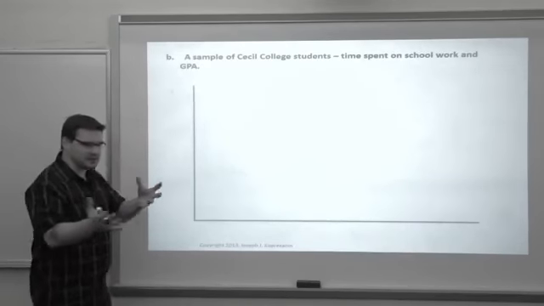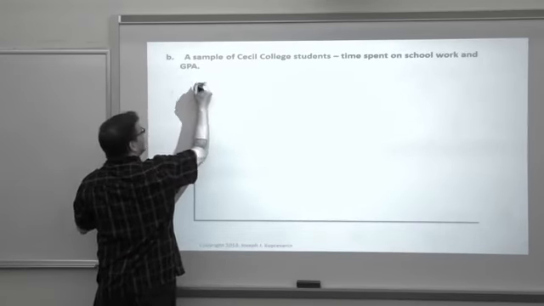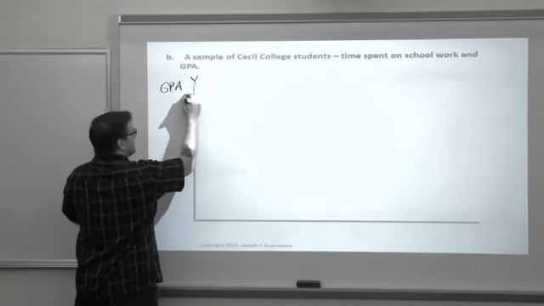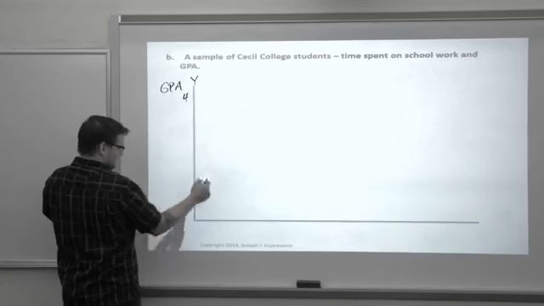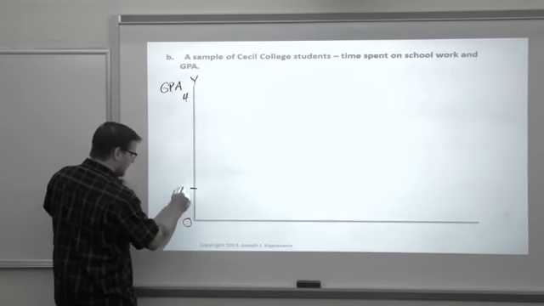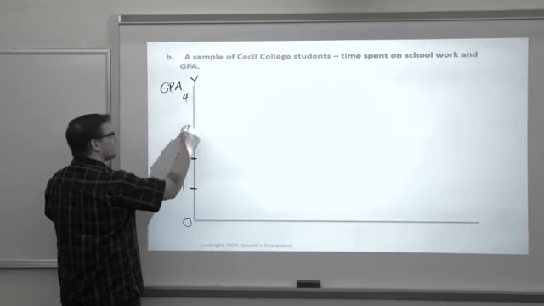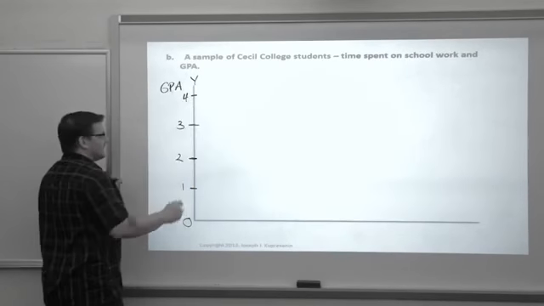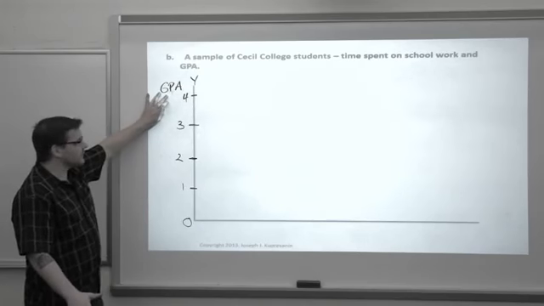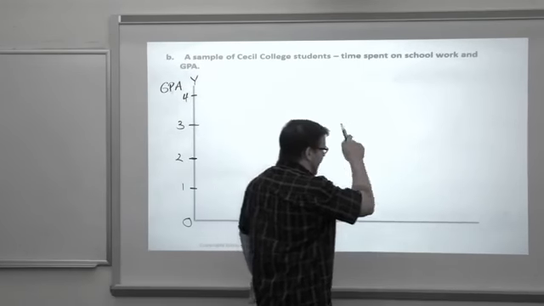I'm trying to predict your GPA. This is going to be the Y variable. 4.0, right? Let me make sure down here would be a 0.0. Here's a 1. Here's a 2. Highest you can get in college is a 4.0. So there's your Y. That's the response variable. We're going to use hours.